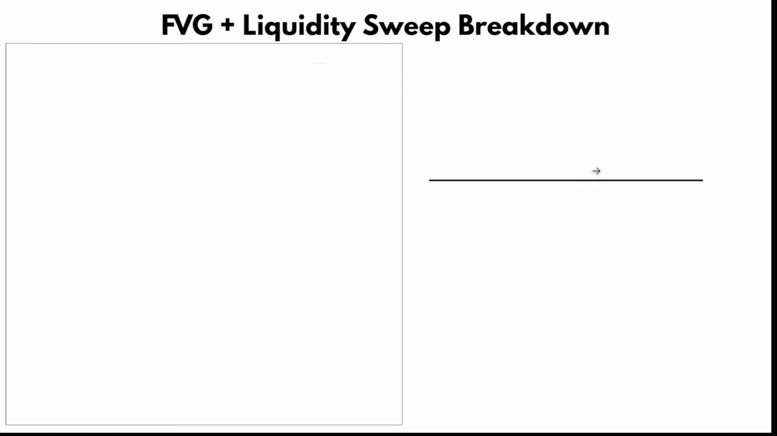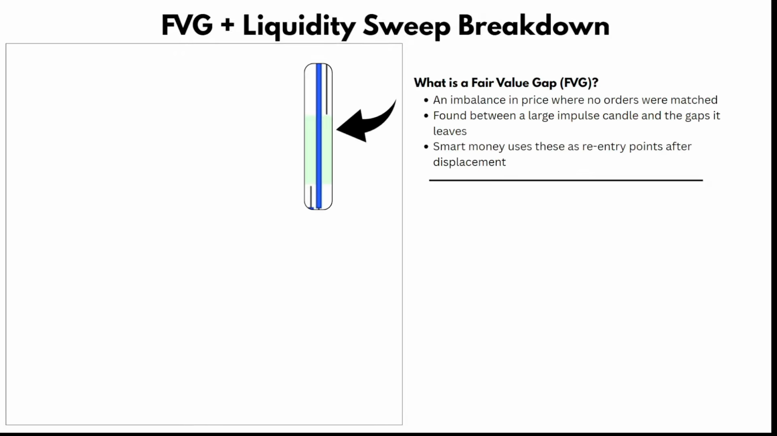Let's get into our fair value gaps plus our liquidity sweep breakdown. A fair value gap is an imbalance in price where no orders were met. It's found between a large impulse candle and the gaps it leaves. Smart money uses these as re-entry points after a displacement happens.